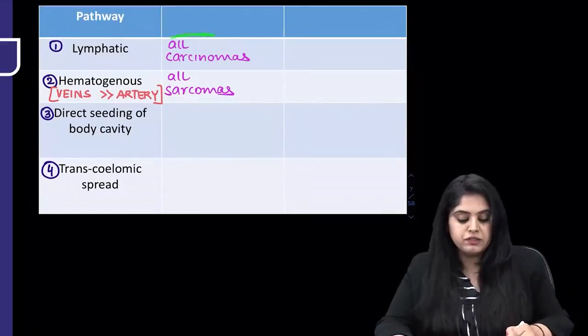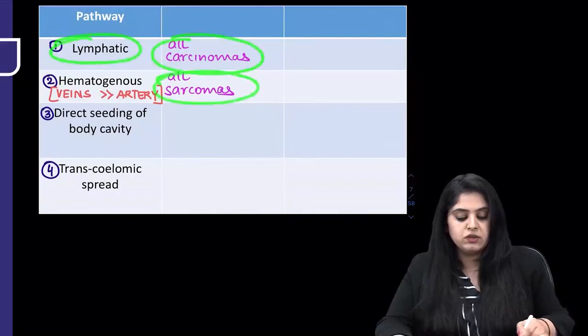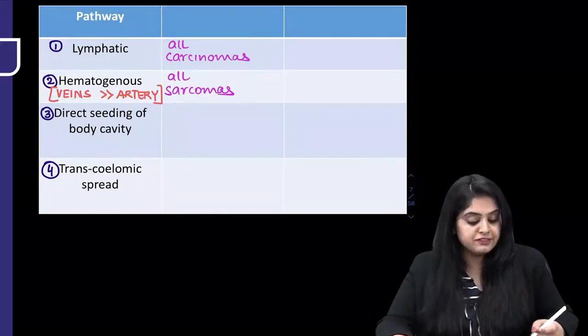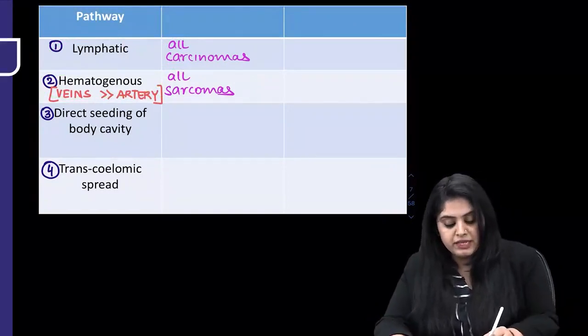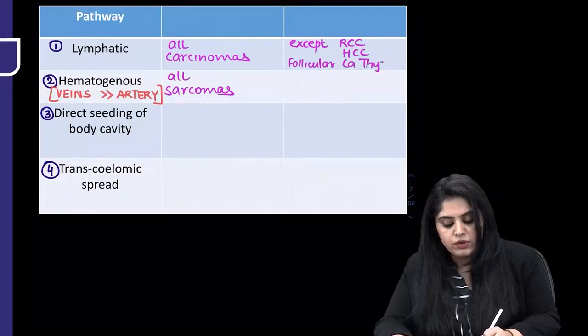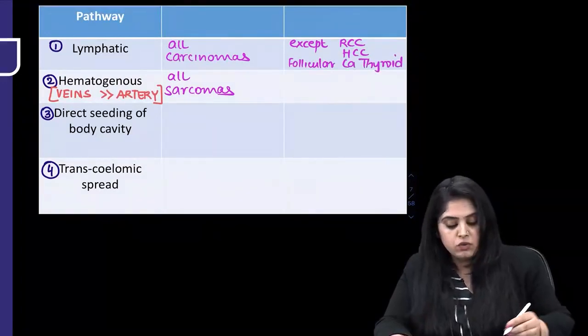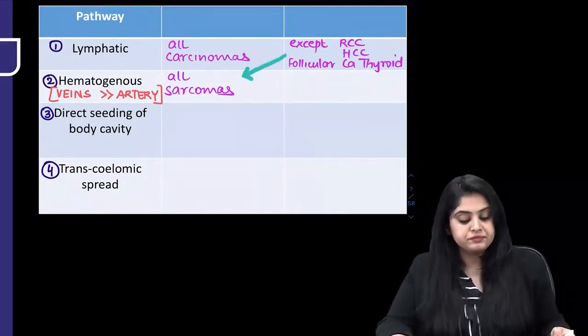So remember, all carcinomas go to lymphatic channels and all sarcomas go to hematogenous, but there is nothing all in medicine. It means there is going to be an exception. Except RCC, HCC and follicular carcinoma thyroid, these are not going to go into the lymphatic channels. A cross connection happens. Where will they go? They will go into the hematogenous route, into the blood vessels.